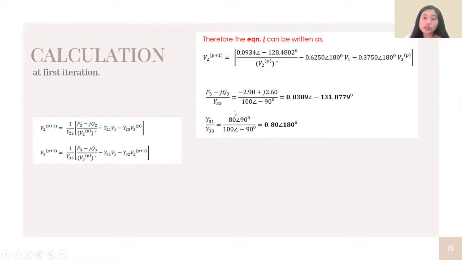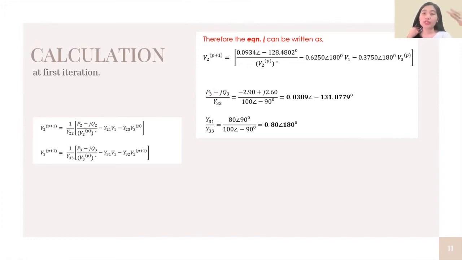So kunin ulit natin yung data. So that's basically ulit yung P3 minus JQ3 natin, i-divide by Y sub 33. So our value for P sub 3 is negative 2.90. Then negative JQ3 natin is negative 2.60. So negative, then negative is equals to positive. So basically, naging plus lang siya yung operation dito. Then over yung value ng y33 natin, which is 100 at an angle of negative 90.